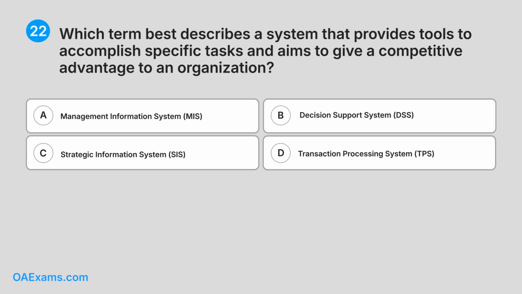22. Which term best describes a system that provides tools to accomplish specific tasks and aims to give a competitive advantage to an organization? A. Management Information System, MIS. B. Decision Support System, DSS. C. Strategic Information System, SIS. D. Transaction Processing System, TPS. Do you know the answer?